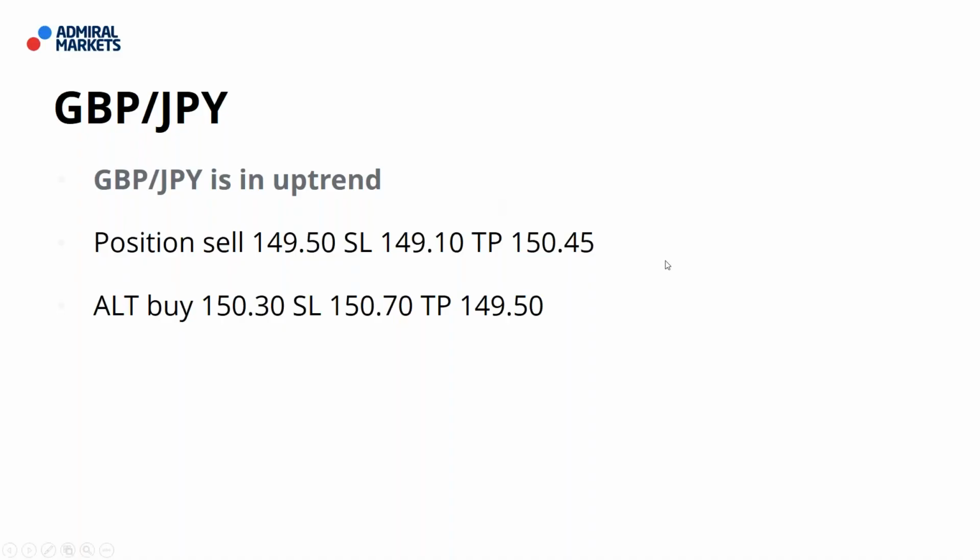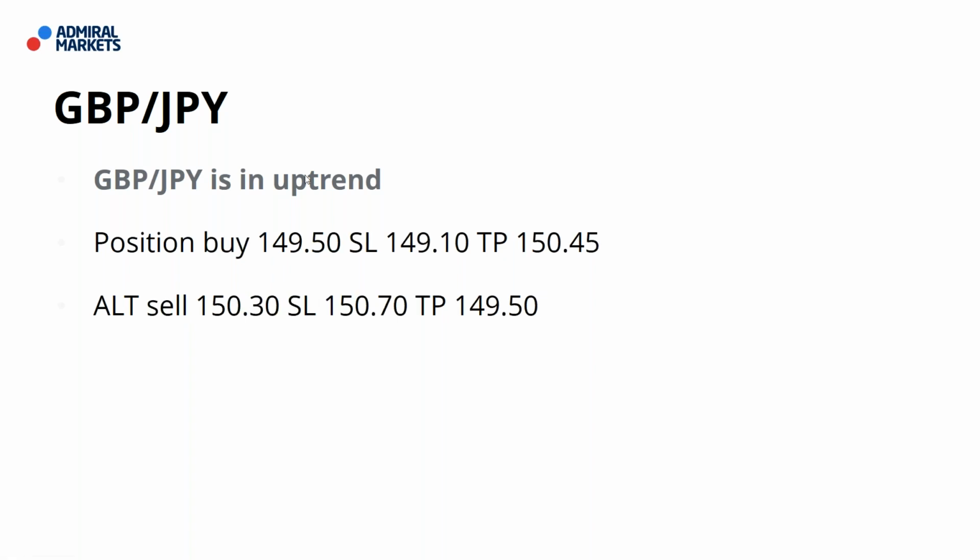Pound yen uptrend. This is actually a buy position. I made a typo. Wait, let me correct this. So pound yen is positional buy and alternative sell, because the primary trade is buy, positional buy. That is our primary trade. So this is the correct slide here. 149.50, 149.10, 140.45, sell 140.30, stop loss 70, TP 149.50.